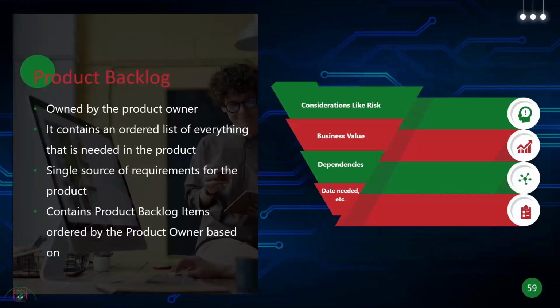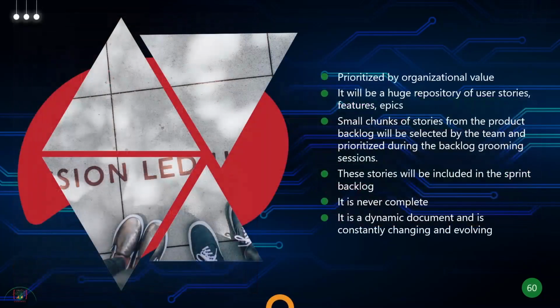So more of what we talked about in product backlog, it's going to consider risk, business value, dependencies. It's owned by the product owner. It's an ordered list of everything. It's a single source of requirement for the products. It's prioritized by organizational value. It's going to be a huge repository of all your user stories, features, epics. It's going to have a small chunk of user stories.